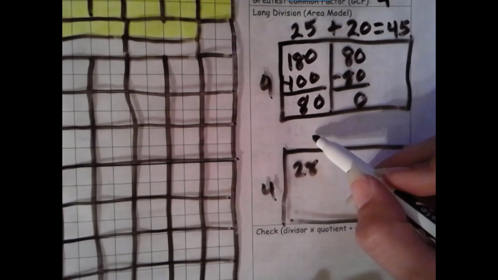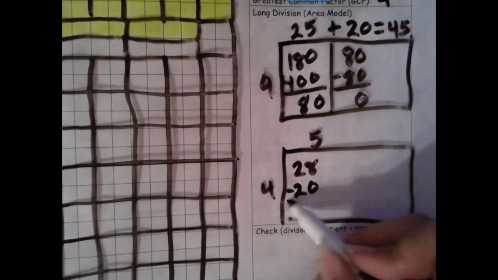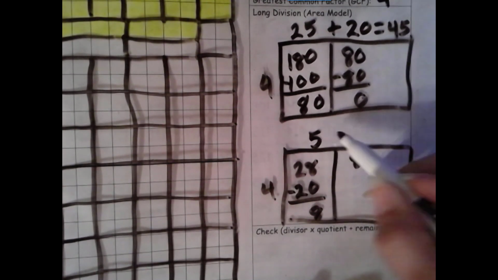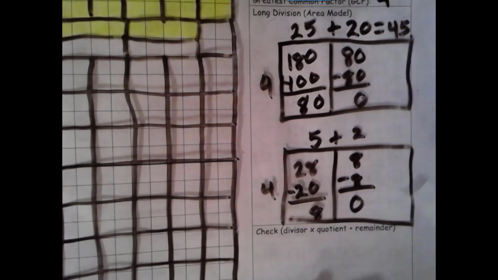Here I know that 5 times 4 gets me 20. And I get 8. Bring the 8 up. 2 times 4 is 8. Numbers the same, zeros the same. And 5 plus 2 is 7.